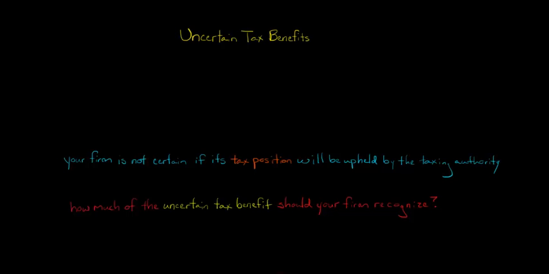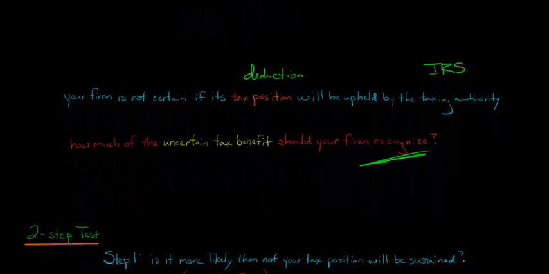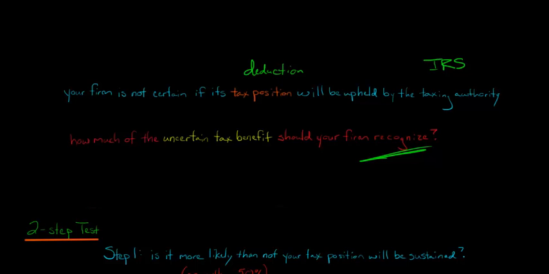Let's say, for example, you're a firm in the US and you take a tax deduction that you're not 100% sure the IRS, which is the federal taxing authority, is going to allow. There's some uncertainty there, and the question is, how much of that benefit should your firm recognize in the financial statements? There's a two-step test that we use to figure out how much benefit is recognized.